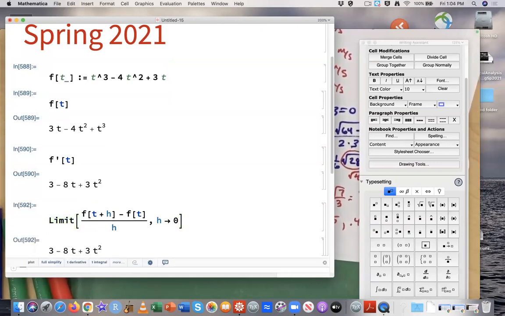And now, lo and behold, I get the exact same answer. Yay, math is consistent. That linearity property really works. We got the right answer. That's the way to compute the limit in Mathematica. That computes the derivative in this case.